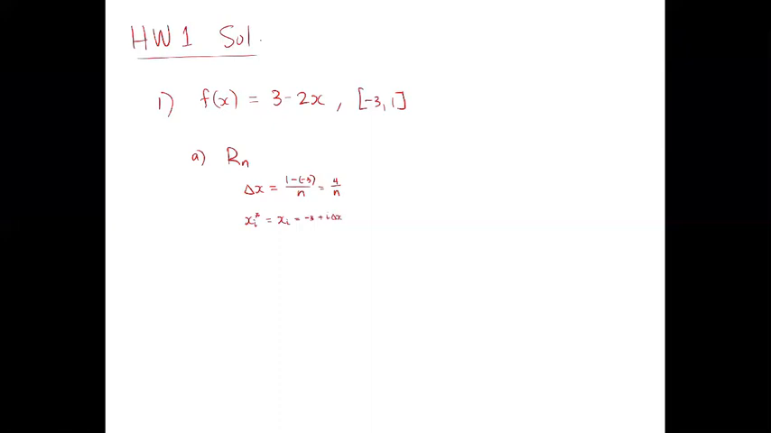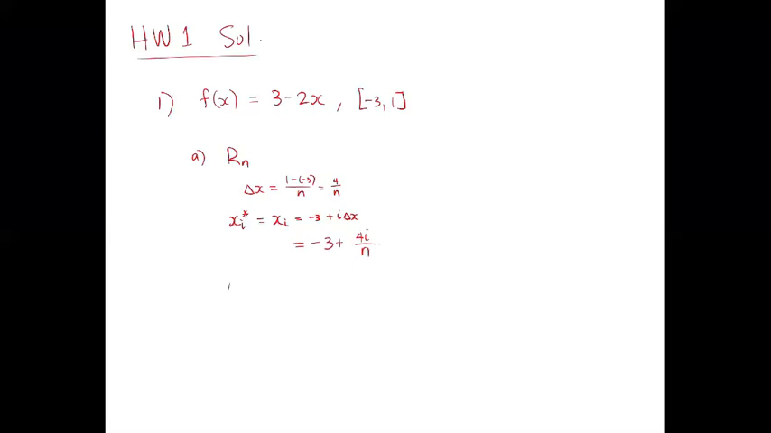Sorry, it's getting smaller. I think I should enlarge this here. Yeah, I think this one is better. But delta x here is 4 over n. So our x sub i star will be negative 3 plus 4i over n. Okay?